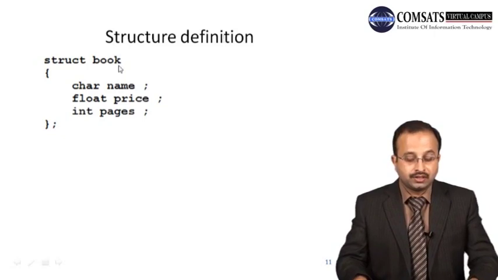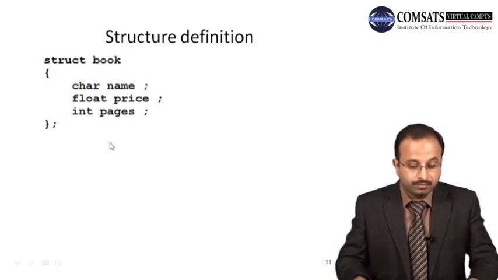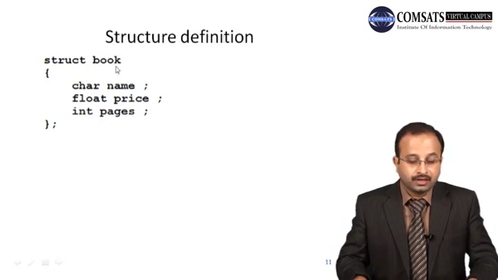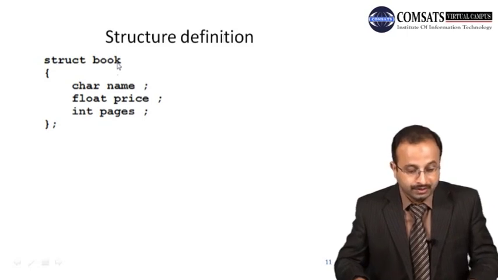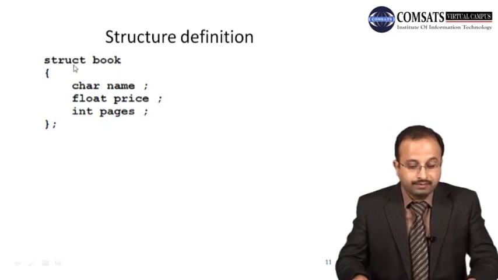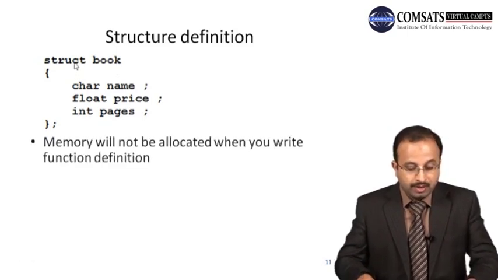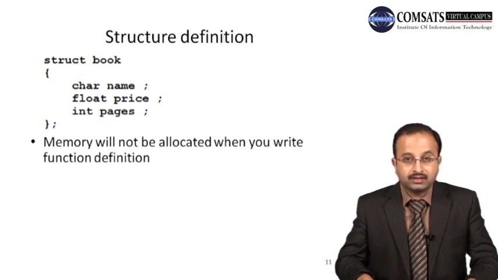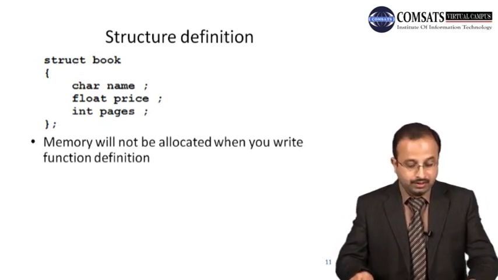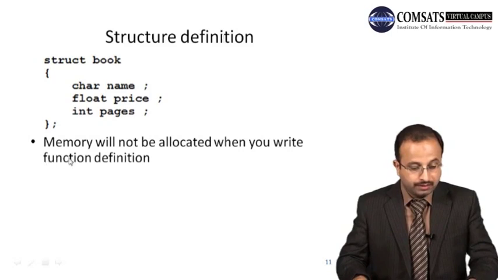Of your choice you have to mention this name. Since this is the record for the book, structure for the book, सो हमने यहाँ पे बुक लिख दिया इसको. सो आप इसको कोई भी नाम दे सकते हैं यहाँ पर, any valid variable name, right. Now this is a definition of the structure. So memory will not be allocated when you write structure definition. Sorry, this is not a function definition, this is a structure definition.